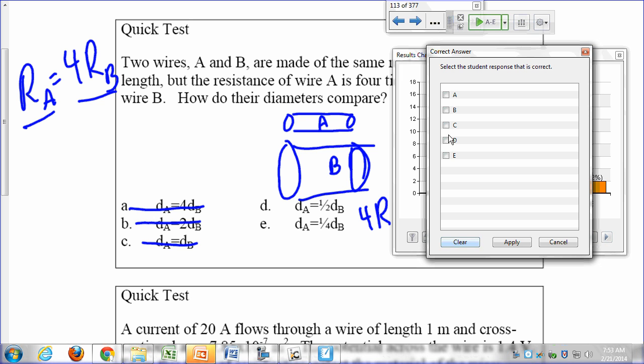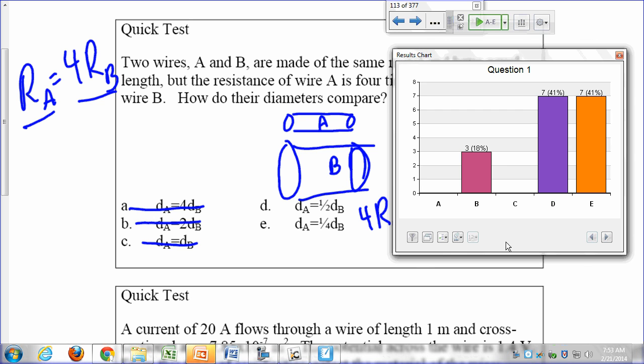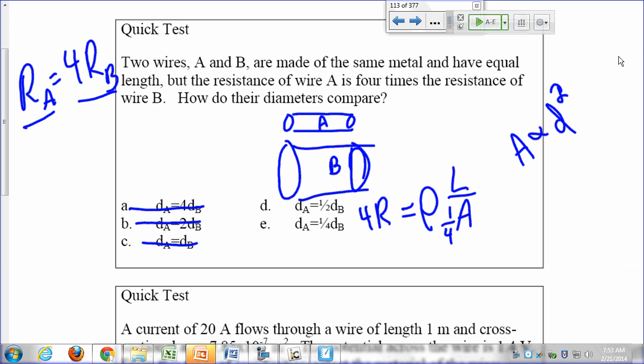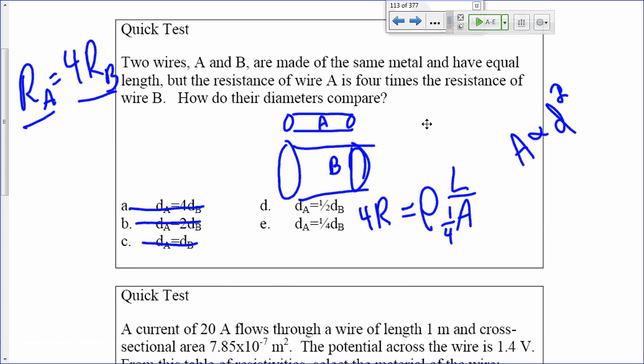Very good. D is the right answer. Because area is proportional to the diameter squared, if you have half the diameter, you'll have 1/4 of the area. A half squared is 1/4. We'll see some similar strains of questions like that in the concept test later.